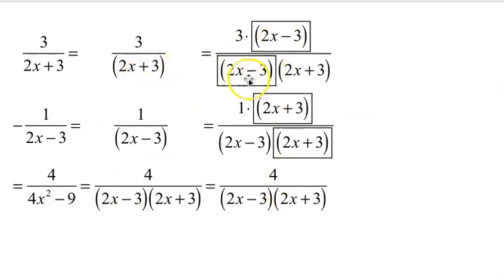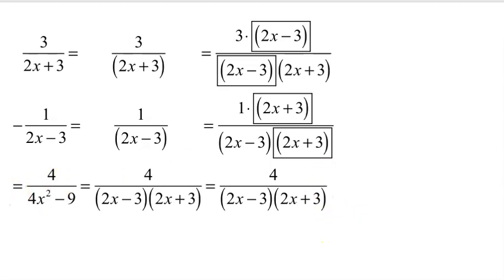2x minus 3 is new here, so 2x minus 3 up and down to keep an equivalent fraction. Notice if it would reduce, I'm back here to 3 over 2x plus 3. 2x minus 3 was there before. 2x plus 3 multiplied on the bottom, to be fair, multiplied on the top to keep an equivalent fraction. And then the bottom, nothing has to change.